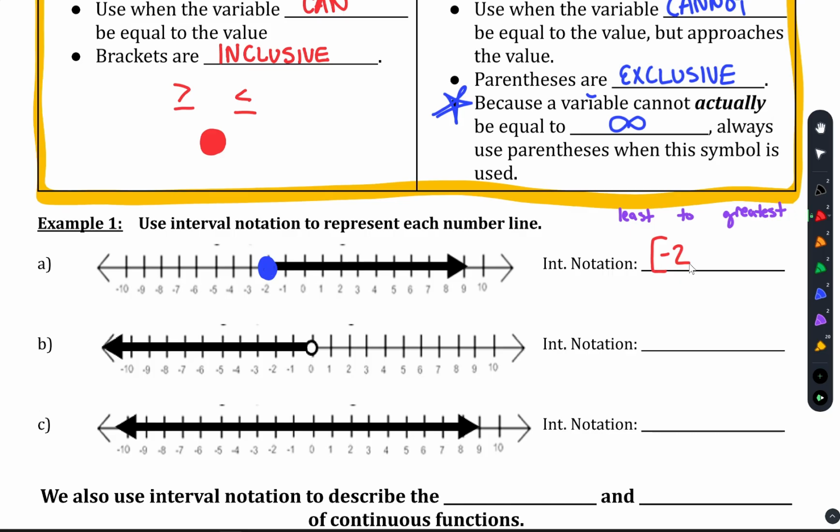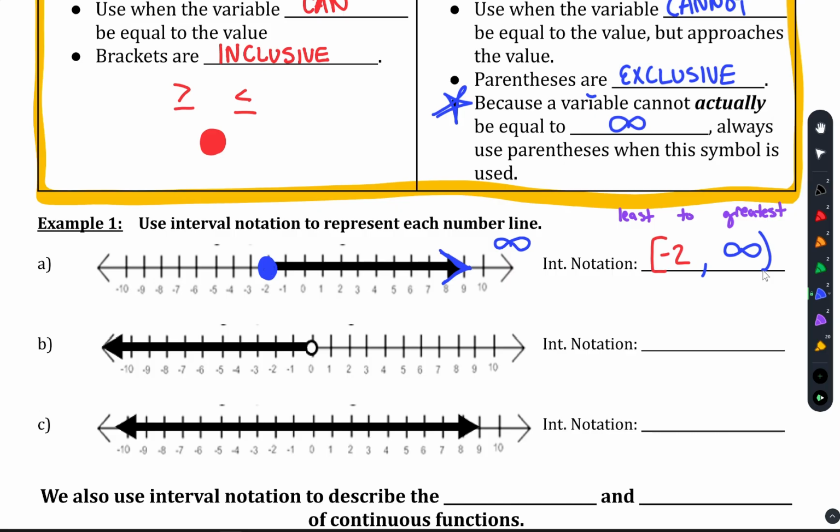That's the least. Now I think about what's the greatest this goes to. A lot of the times we're going to see arrows. This arrow pointing to the right means it goes on forever and ever in that direction, which means as it gets bigger, it's going to get closer and closer to infinity. So this says I start at -2 and I go on to infinity. Anytime we use an infinity symbol, we will partner that with a parenthesis. And that's interval notation. That says that the variable represented in that number line is somewhere between -2 and infinity, and it can include -2.